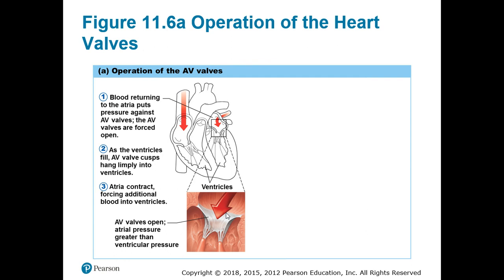It's a lot easier to look at a picture of this and describe it than to just talk about it. So let's have a picture to go along with it. Here, we're going to look at the operation of our AV valves. It says blood is returning to the atria, puts pressure against our AV valves, and then these AV valves are going to be forced open. So here, notice that our AV valves are open right here and right here, and this allows blood to flow from our atria up here down to our ventricles.